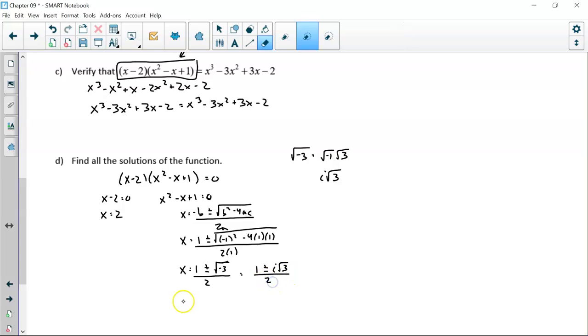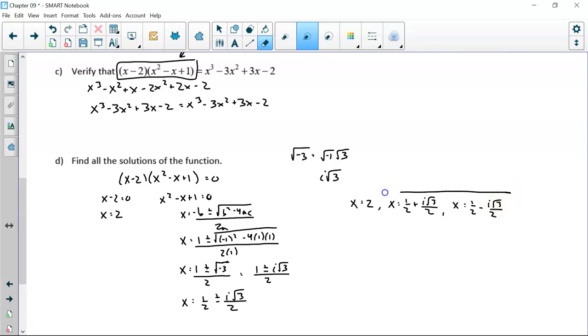So what we'd do is we'd split that up. So x equals 1/2 plus or minus i root 3, all divided by 2. So there's our three solutions. x equals 2, and x equals 1/2 plus i root 3 over 2, x equals 1/2 minus i root 3 over 2. There's our three solutions. And as we saw in the graph, there was only one x-intercept. And if you look at the graph again, that x-intercept is at x equals 2. And that's what we're going to be talking about in the next section, about solving these polynomials with the help of our graph. Okay, thank you, and I will see you in the next part.